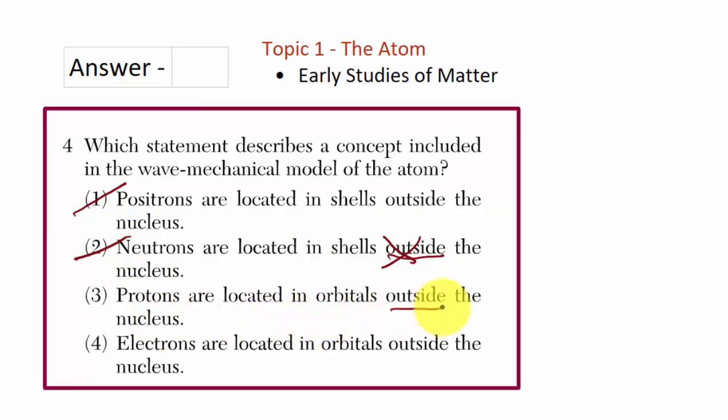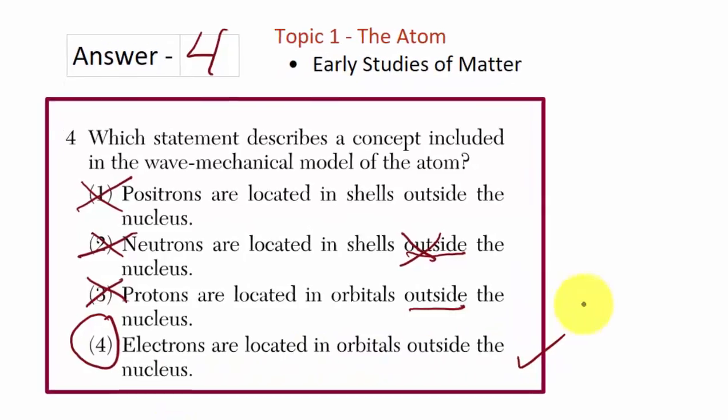Protons are located in orbitals outside the nucleus. No, they're not. So our only remaining answer is number 4. That's going to be correct. Let's just read it for fun. Electrons are located in orbitals outside the nucleus. That's correct.